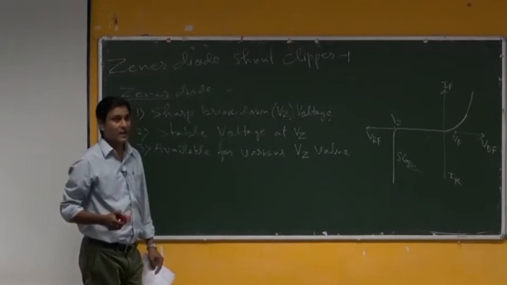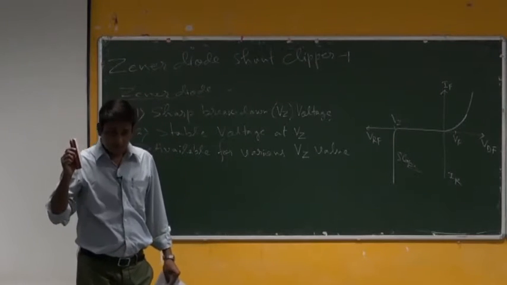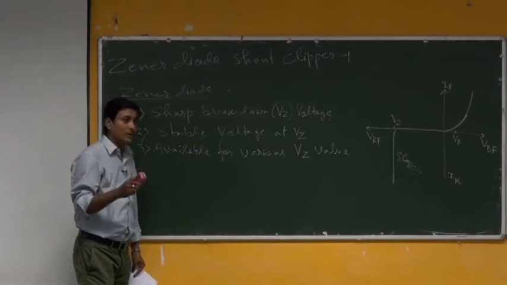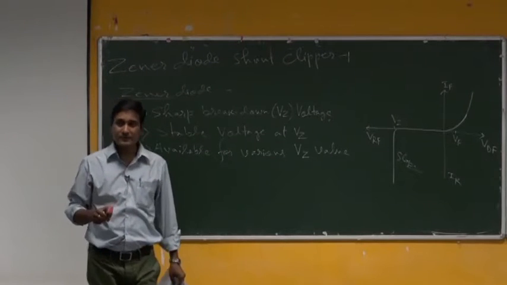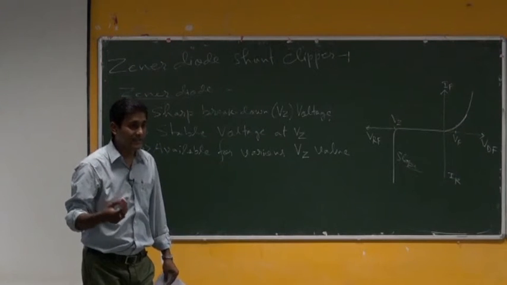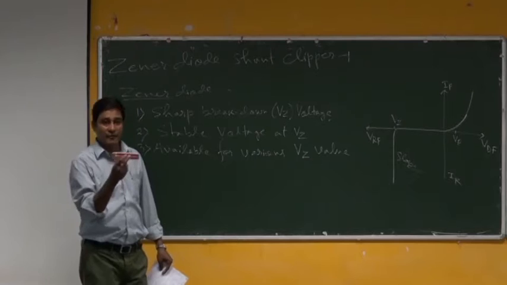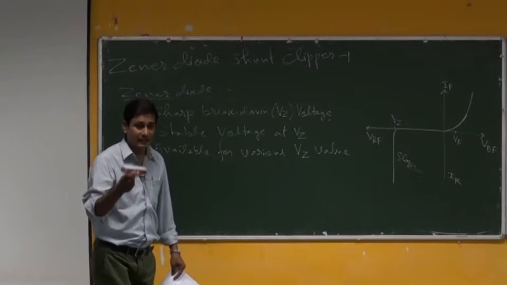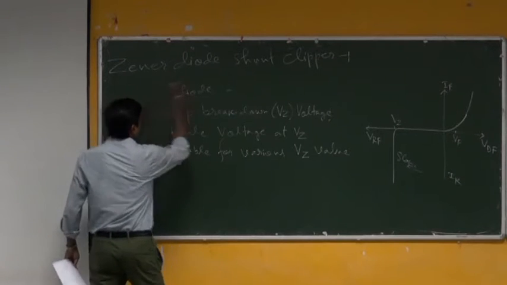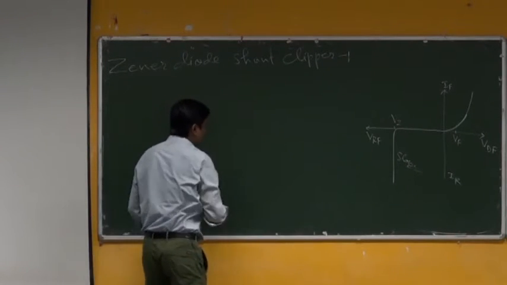So let us discuss the clipper circuit, where we will be using 2 Zener diodes, where we would like to get biased clippers, meaning some biasing will be there, so that we will not get the clip at Vf but slightly higher than that. So let's see that circuit diagram where 2 Zener diodes will be used.